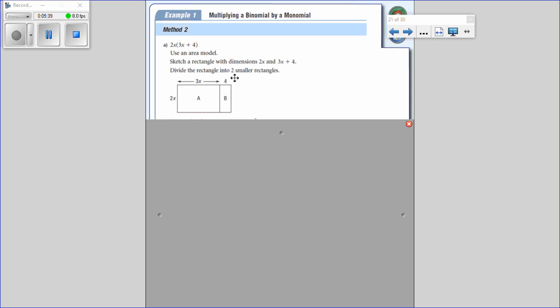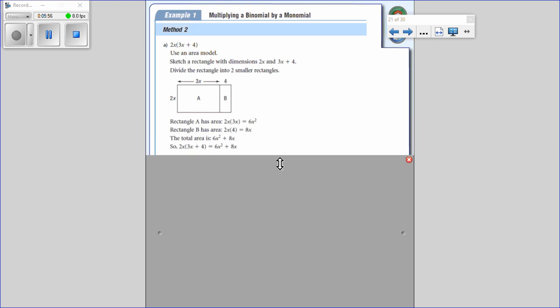Remember we talked about polynomials as being a collection of terms, a collection of things. Here's our x terms, here's our number terms. There's some more x terms. So we have 3x times 2x in that space, and 4 times 2x in that space. Rectangle A is really 2x times 3x, that part, 6x squared. Rectangle B is 2x by 4.